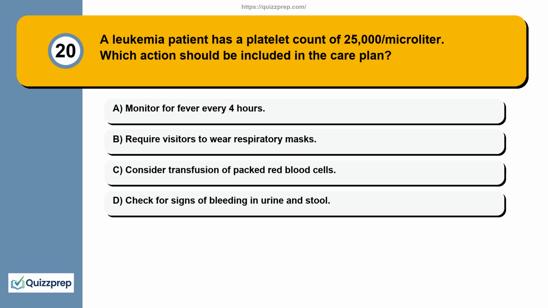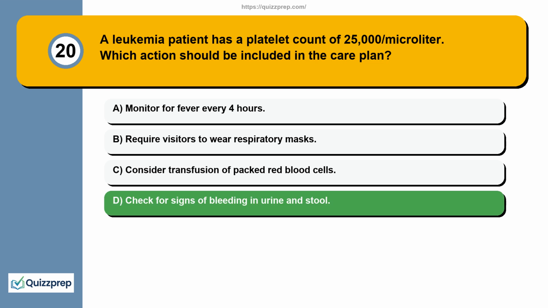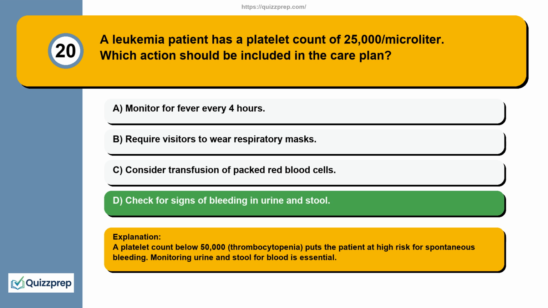Question 20. A leukemia patient has a platelet count of 25,000/microliter. Which action should be included in the care plan? Monitor for fever every 4 hours. Require visitors to wear respiratory masks. Consider transfusion of packed red blood cells. Check for signs of bleeding in urine and stool. A platelet count below 50,000, thrombocytopenia, puts the patient at high risk for spontaneous bleeding. Monitoring urine and stool for blood is essential.